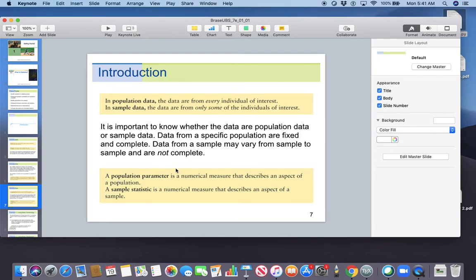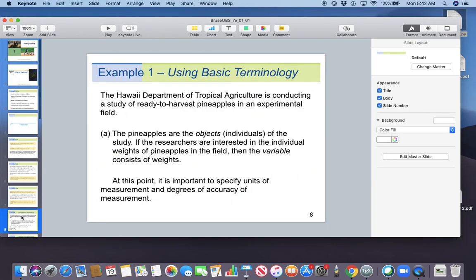Now, information or data from the population is called population parameter. Information from a sample is called sample statistic. Okay, a population parameter is a numerical measure that describes an aspect of a population. So it's a numerical measure for the population. Sample statistic is a numerical measure that describes an aspect of a sample. Okay.